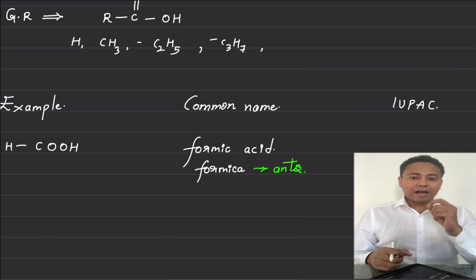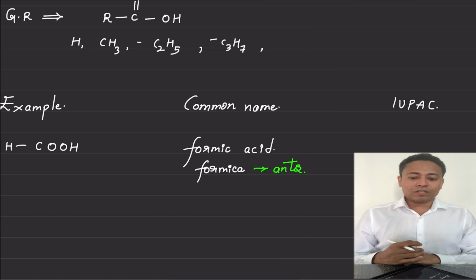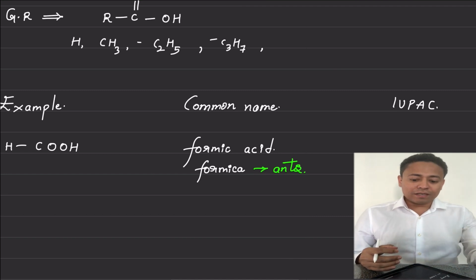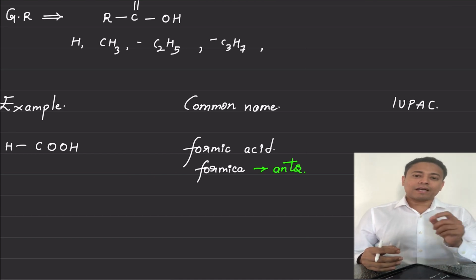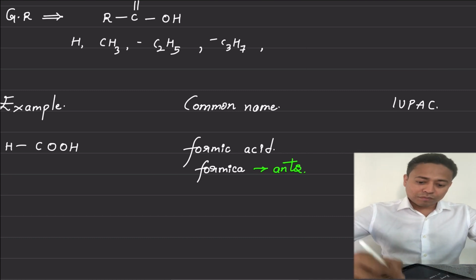So an ant naturally has formic acid present in it. Whenever it is threatened, it releases formic acid onto the skin of the individual, resulting in a burning sensation. Since ants in Latin were called formica, the one carbon atom carboxylic acid was also called formic acid. So this is how you can now remember the common name of the given compound.